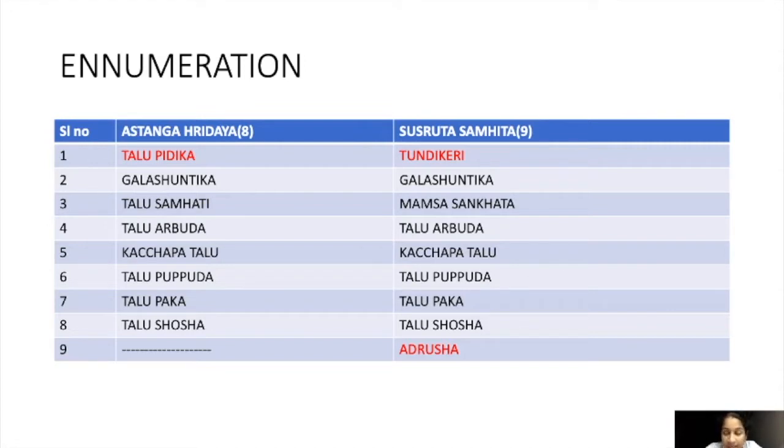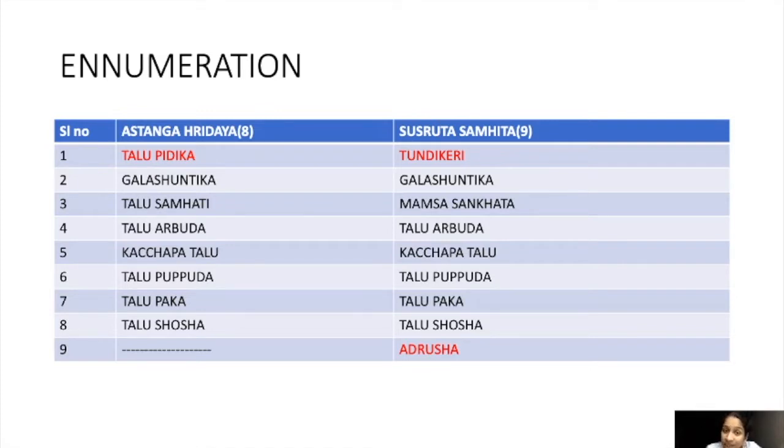According to Ashtanga Hridaya, there are 8 Talu Rogas, and according to Susruta Samhita, there are 9 Talu Rogas. In Ashtanga Hridaya, the 8 Talu Rogas are Talu Pidika, Galashundika, Talu Samhati, Talu Arbuda, Kachapa Talu, Talu Puppuda, Talu Paka and Talu Shosha. And in Susruta Samhita, there are 9 Talu Rogas: Tundikeri, Galashundika, Mamsa Sankada, Talu Arbuda, Kachapa Talu, Talu Puppuda, Talu Paka, Talu Shosha and Adrusha.